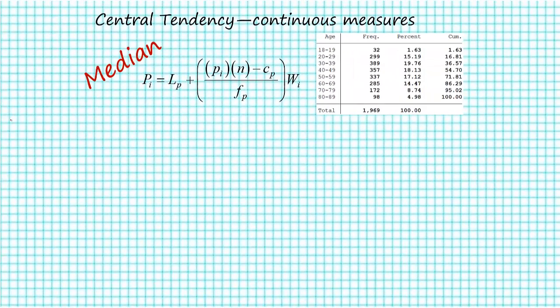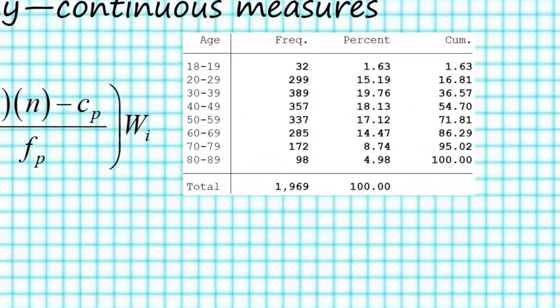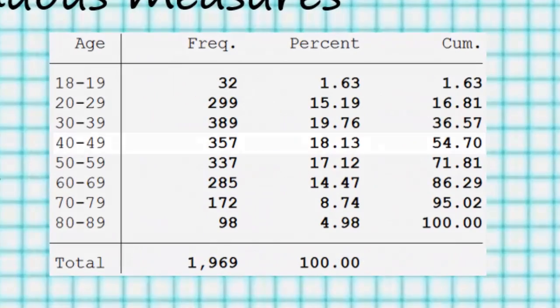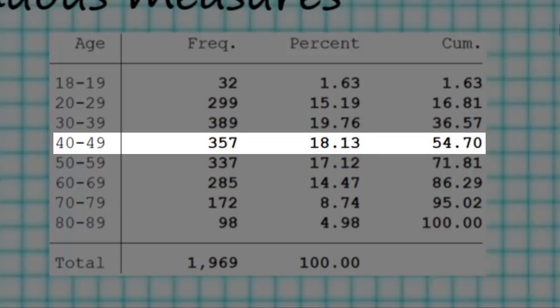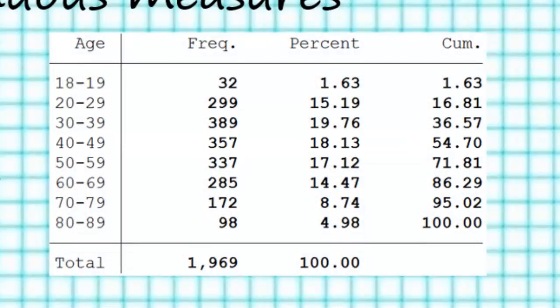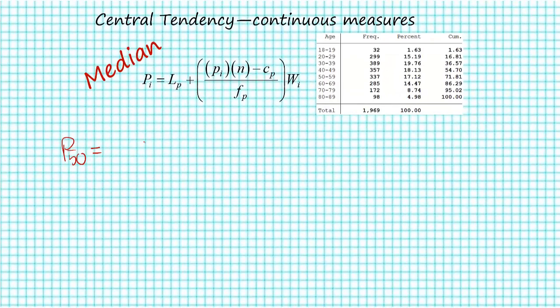Well, we know that p sub 50 is going to be equal to the lower true limit of the interval that contains the percentile we're interested in. I like to use that cumulative percentage distribution on the right-hand side of the table, and I find the first interval that contains over 50% of the cases. That interval happens to be between 40 and 49 years old. So somewhere between 40 and 49 years old lies the 50th percentile, or the median. And the lower true limit of that interval is 39.5. So there's our L sub p.